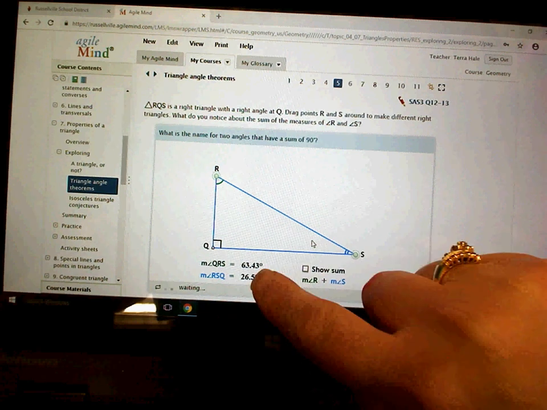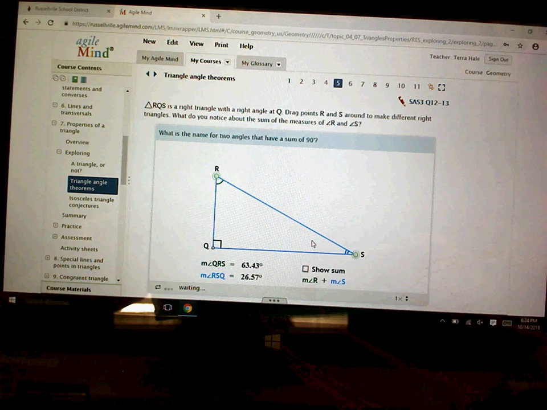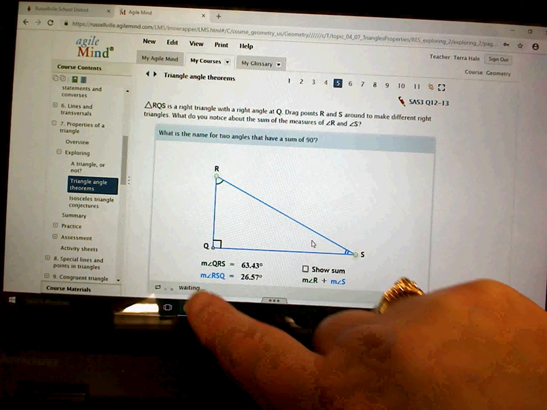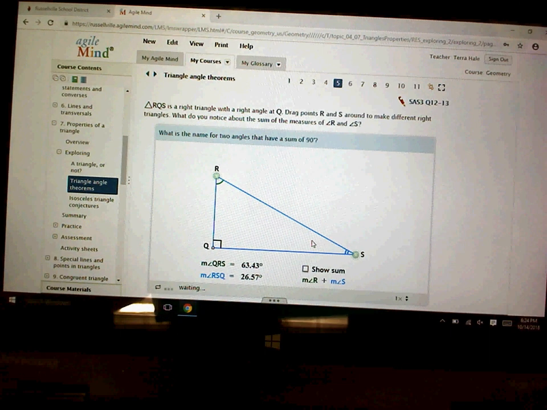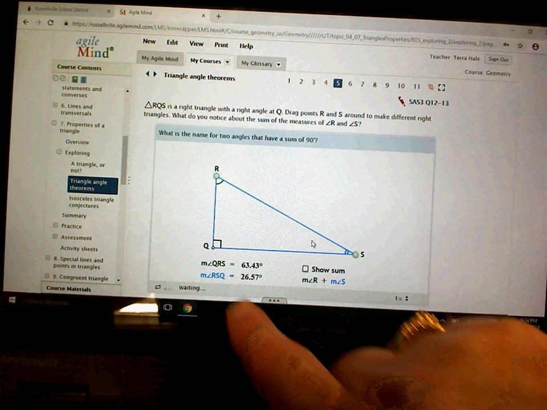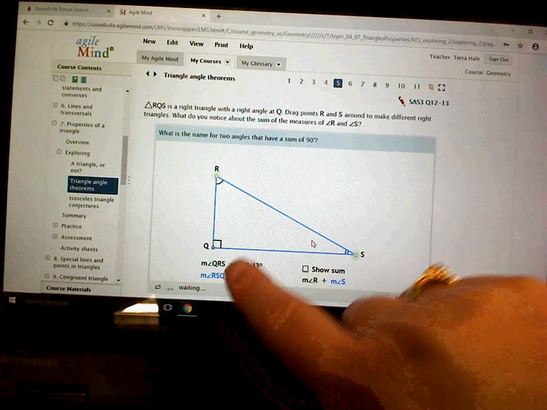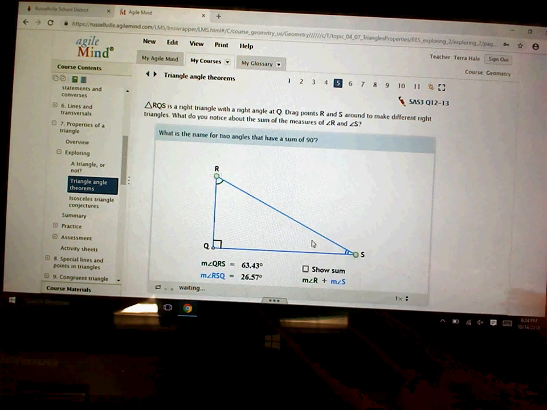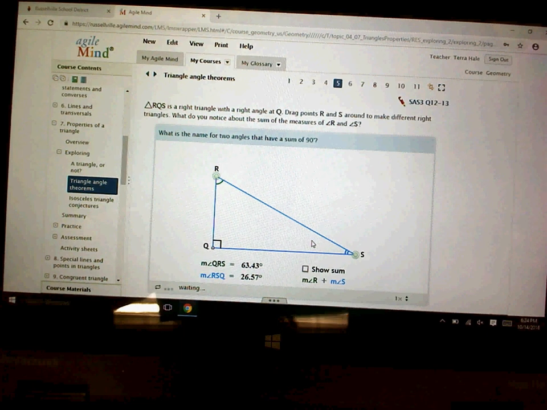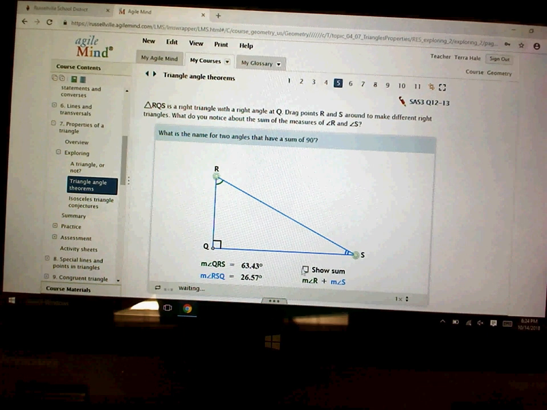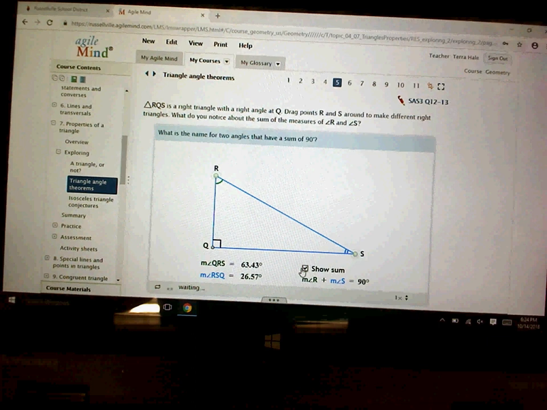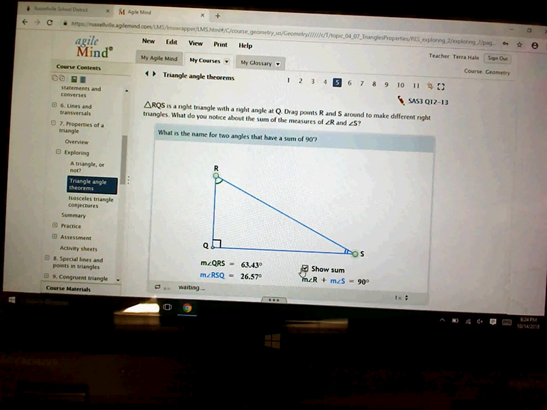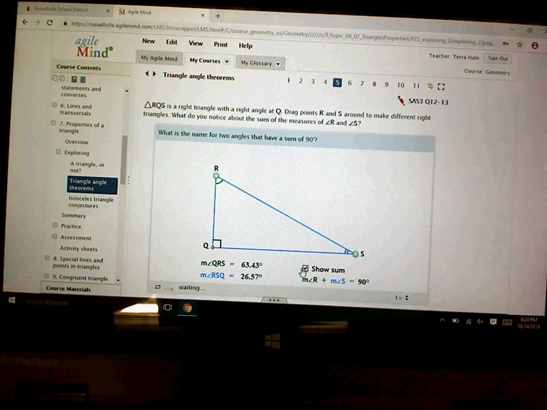And so right here we're given the angle measures for the other two angles. Remember, when you're given 3 letters to name an angle, the middle letter is the vertex. So when it says measure of angle QRS, it's talking about angle R, and the measure of angle RSQ is talking about angle S. So we're wanting to look at their sum, and so I'm going to just click this box to show the sum of those two, and you can see right now that they're adding to be 90 degrees.